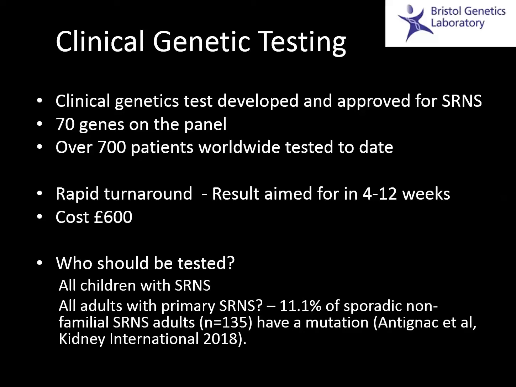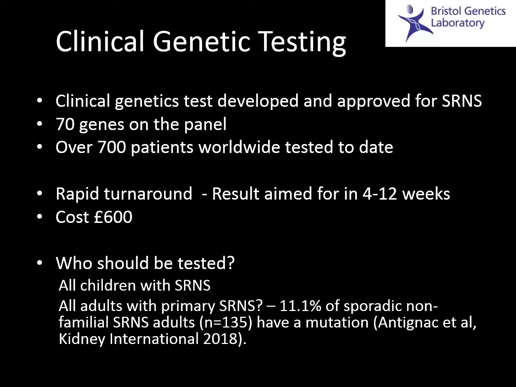This slide's slightly out of date, but well over 1,000 patients have been tested so far, and it's a clinical service with a rapid turnaround, so you can get a result between 4 and 12 weeks, and the cost is relatively cheap compared to sequencing all those genes individually, for example. So with that kind of cost-benefit ratio, or changing of the cost-benefit ratio, you can now ask the question, which patients should be tested?